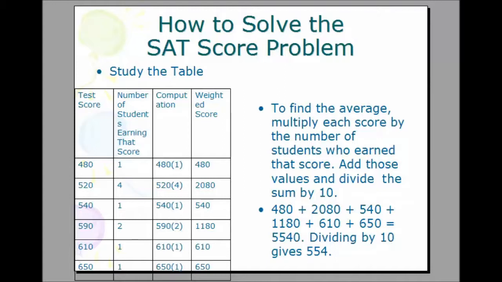Similarly, 540 times 1 is 540. 590 times 2 is 1,180. 610 times 1 is 610. 650 times 1 is 650. We add all of those weighted scores, 480 plus 2,080 plus 540 plus 1,180 plus 610 plus 650. The sum of scores is 5,540. Dividing by 10 gives an answer of 554, which is the average score for that test.